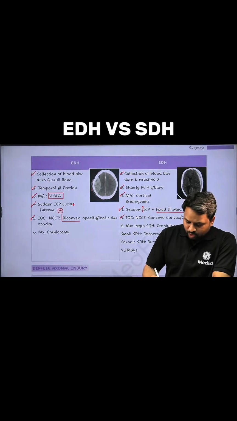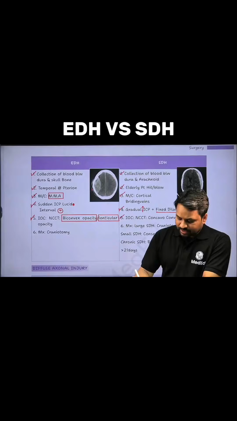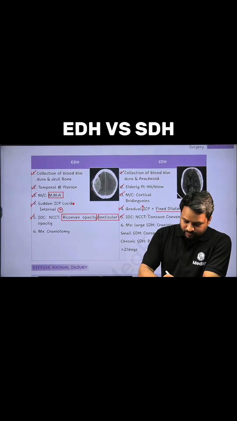Here you will see a biconvex opacity, which is also called the lenticular opacity. This is what is called a concavo-convex opacity. Here it is called the concavo-convex opacity and is also known as the crescent opacity.